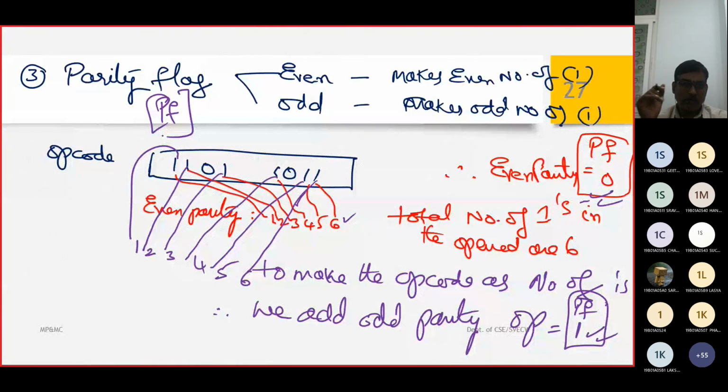Now, there are 6 ones which is satisfying even parity. Now I want to convert it to an odd parity. So I have to say there is one more 1. How can I do it? I am going to use a parity flag and it shows with 1.